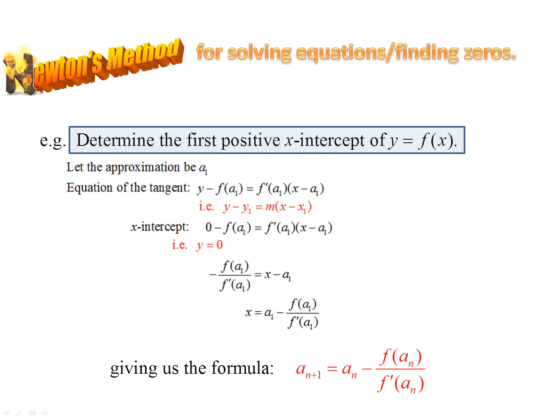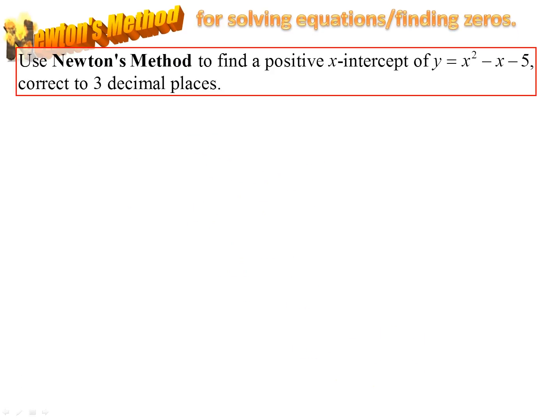There's the more general formula. Any new approximation, a_(n+1), is equal to the last approximation, a_n, minus f of a_n over f prime of a_n. And that's a very simple formula to use. Let's try it on an example.